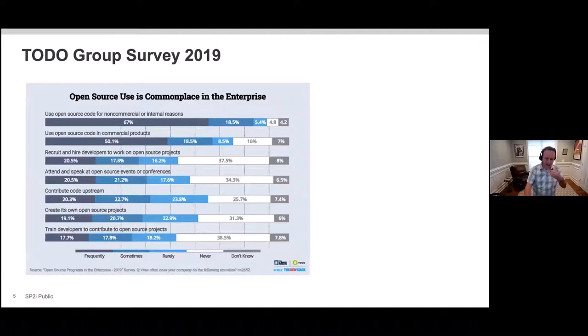So kind of like I mentioned before, people use open source, no shocker. So again, this comes from the TODO Group. I need to refresh it to 2020. But when we look at the ratios, and this is only so that people were willing to admit, for those who had already been taking the survey, they felt comfortable talking about it.